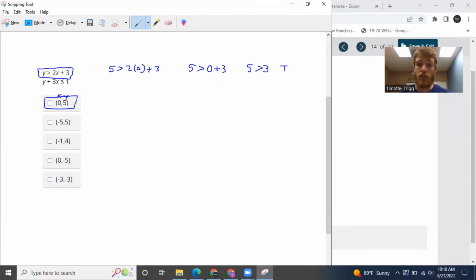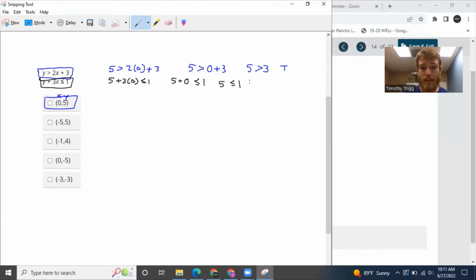Let's see if it produces a true statement for the other inequality. Remember, in order to be part of the solution set, it must produce a true statement for both inequalities. So I'm going to replace the y with 5, so 5 plus 3 times 0 is less than or equal to 1. So this becomes 5 plus 0 is less than or equal to 1. Then it says 5 is less than or equal to 1.